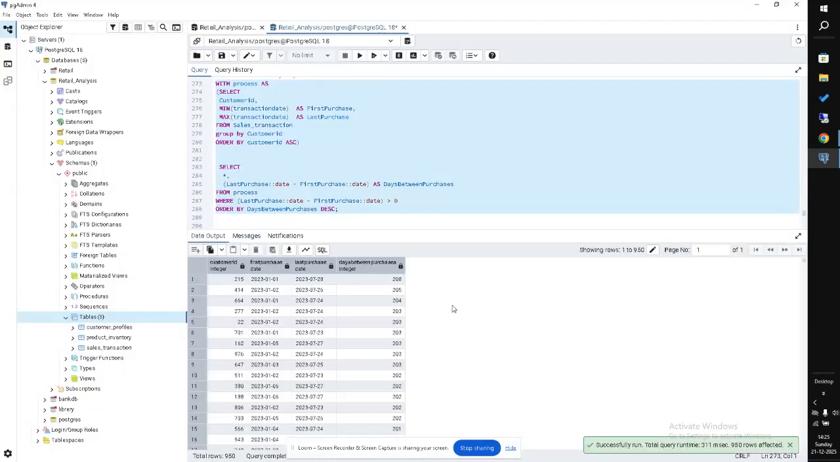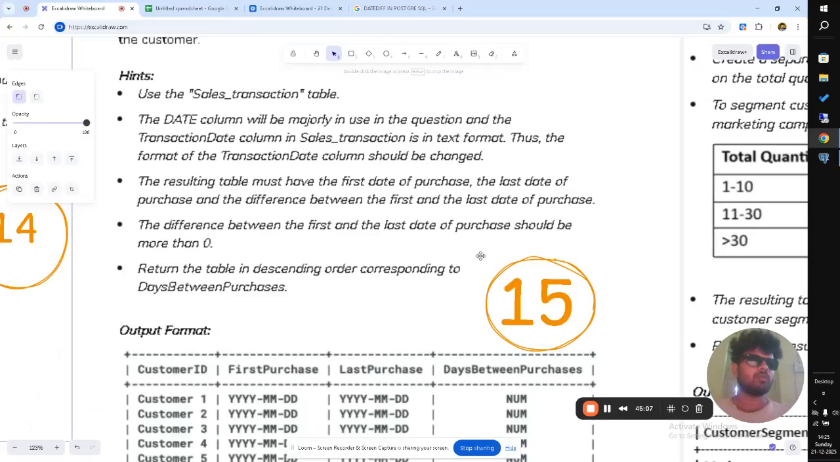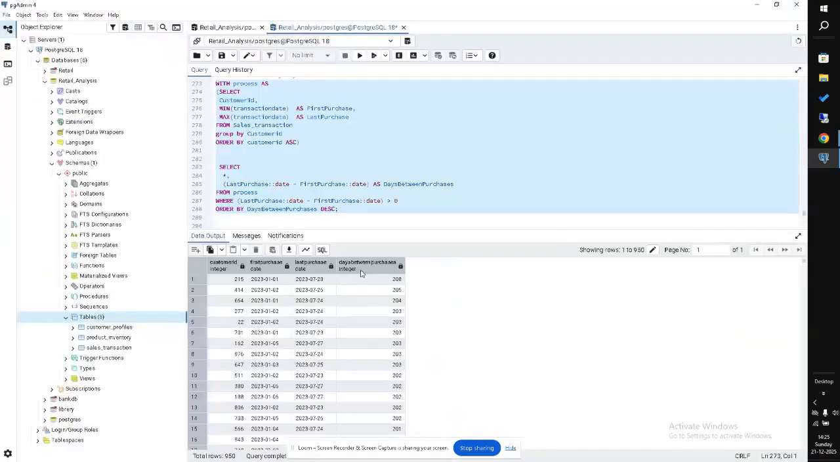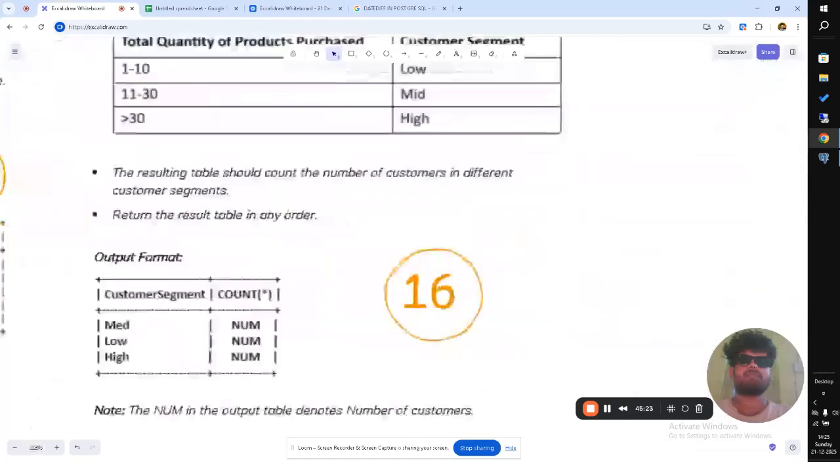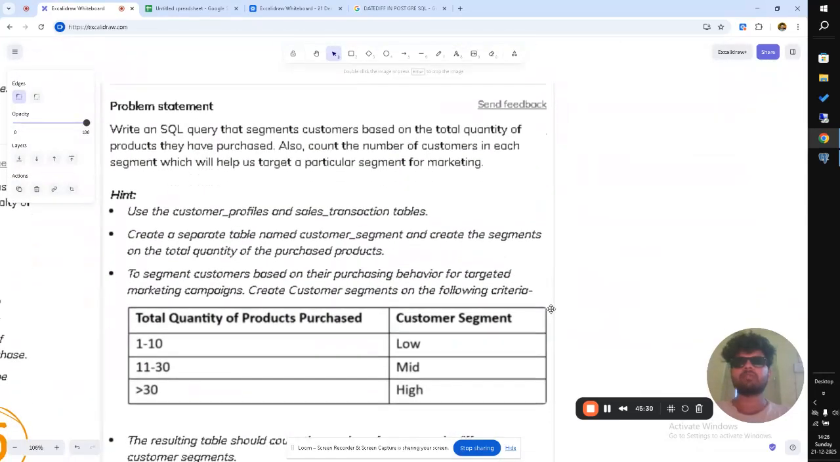Nice. Yeah, we solved question number 15 as per requirement: customer ID, first purchase date for the customer, last purchase date for the customer, and the total days between purchases. Okay. So now the last one. Write a segment of customers based on the total quantity of product they have purchased.